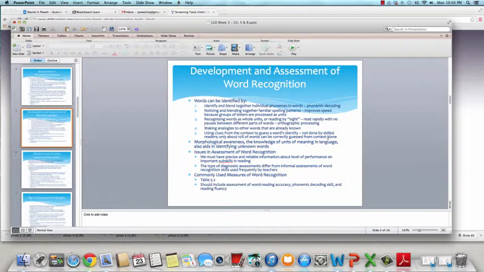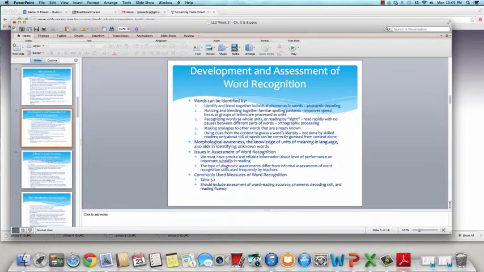2 is noticing and blending together familiar spelling patterns, which improves speed because groups of letters are processed as units. So for speed, you go speed, and even though you only blended the clusters, and of course the E is just one sound but represented by 2 letters, someone who's at the phonemic level might still be going sp, e, e, d.